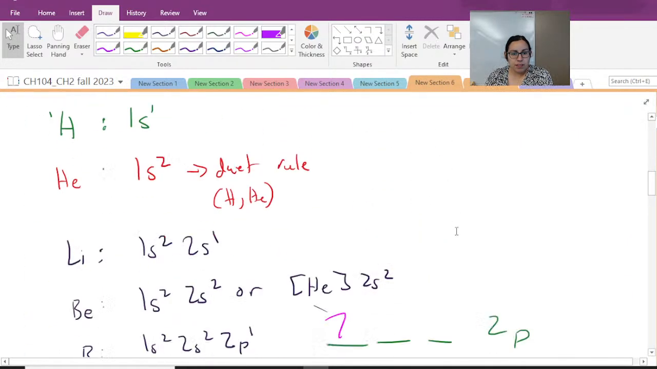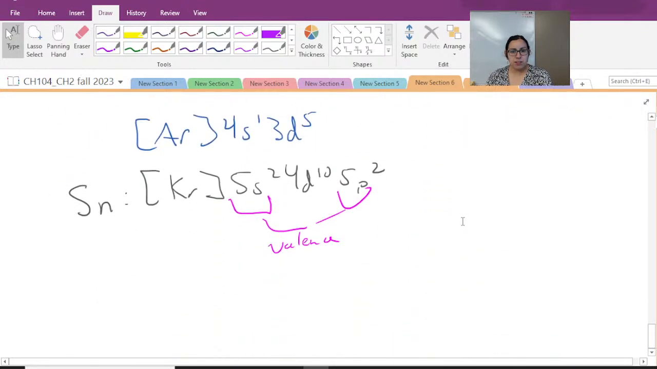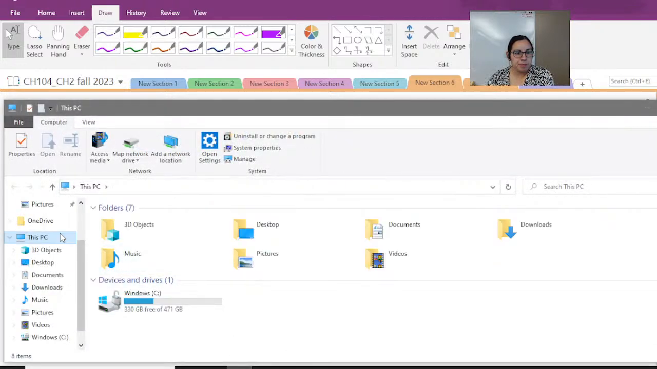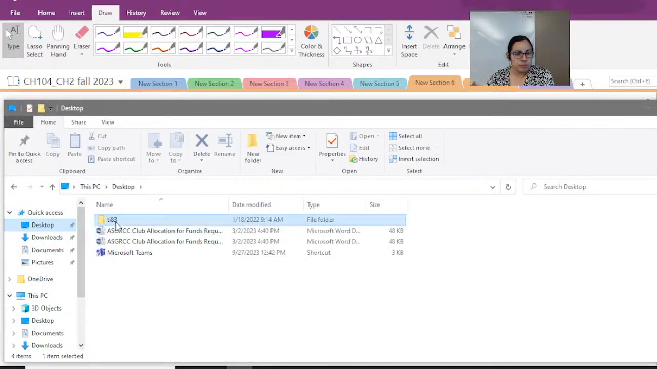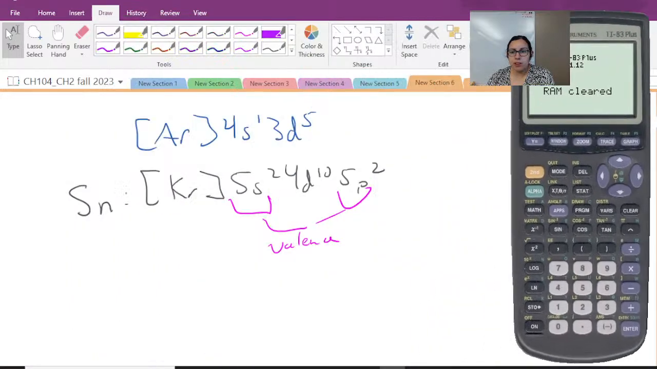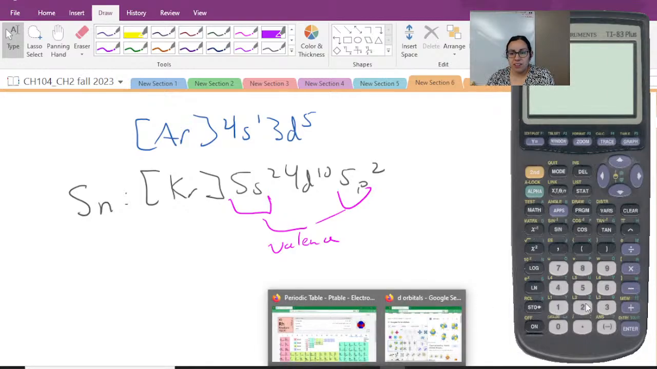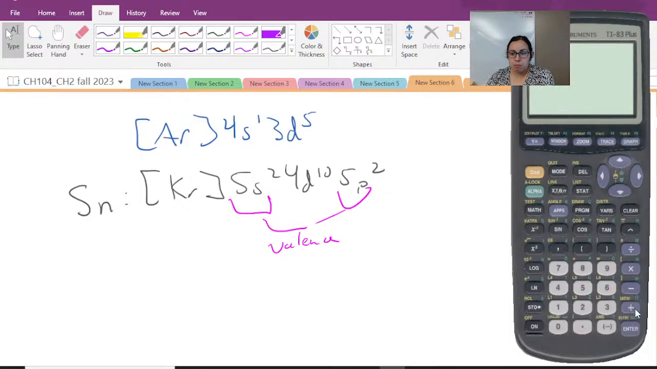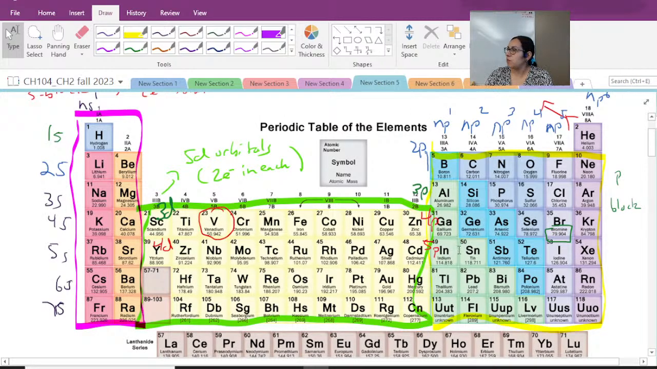Don't forget to double check yourself. Let me pull out my calculator. You can always add to double check yourself. We started with krypton, which is 36, plus 2, plus 10, just adding our superscripts, so adding in our electrons. That's 50, and that should match up with element 50.